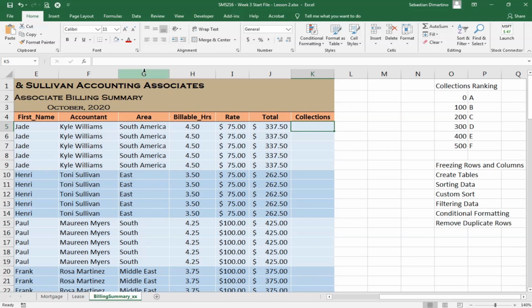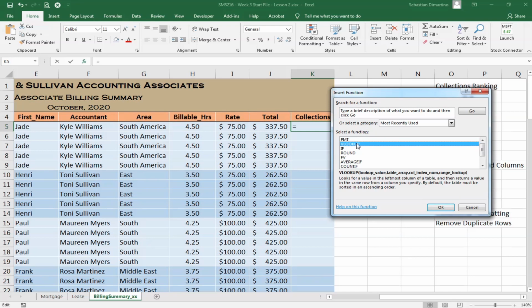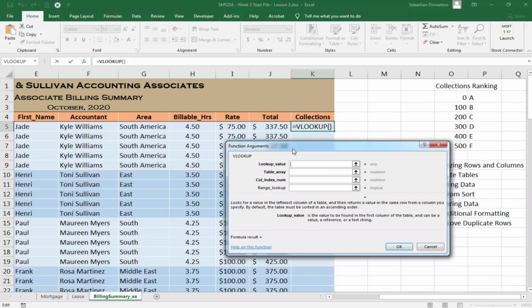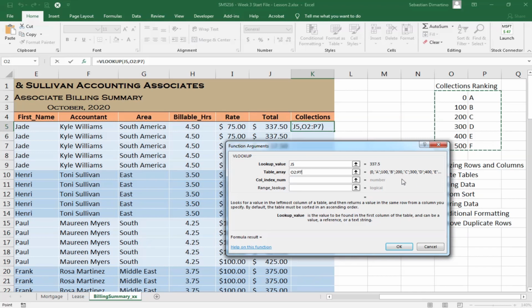To do that, we need to go to FX, go to the VLOOKUP, and then click OK. Once I do that, it's going to say, what's the lookup value? Well, the lookup value is the total here. So the lookup value is J5. Then it says, what's the table array? Well, the table array is O2 to P7. Okay, so O2 to P7.